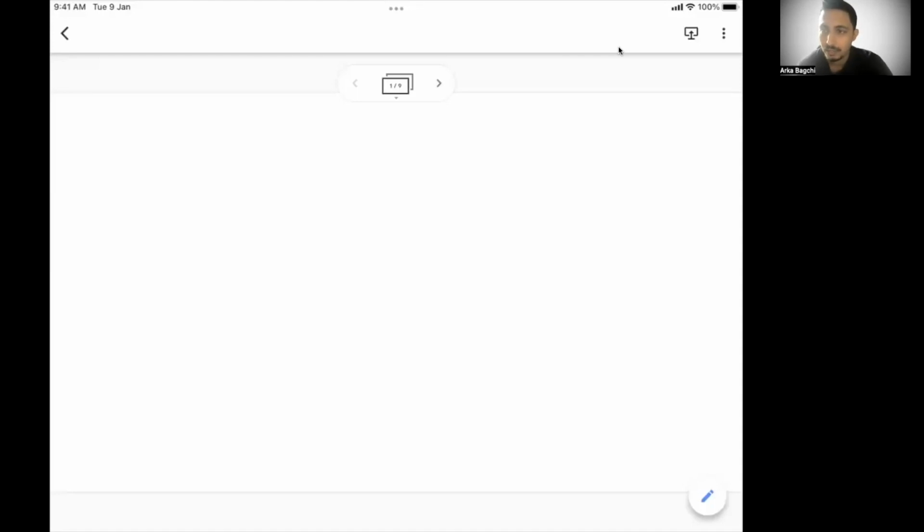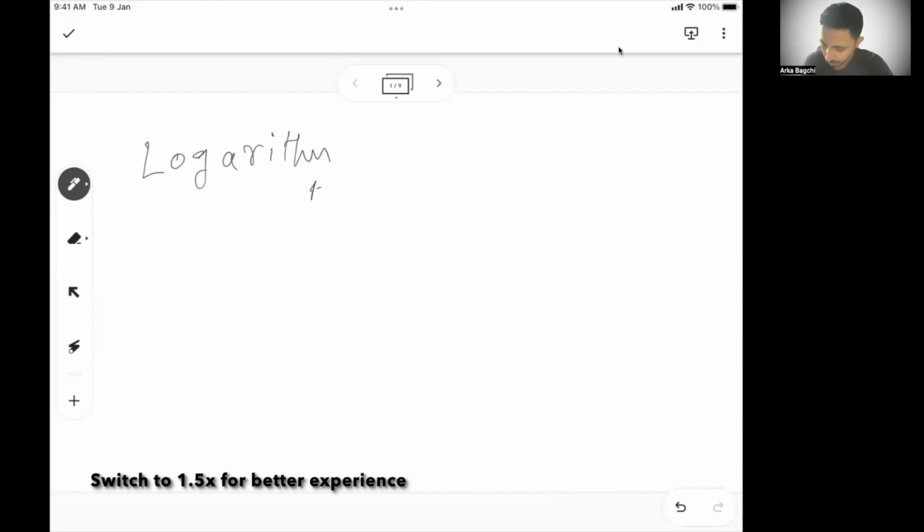So today we are going to talk about the topic that we just covered in the previous session as fundamentals. Today we are going to talk about the topic of logarithm. So, logarithm problems.